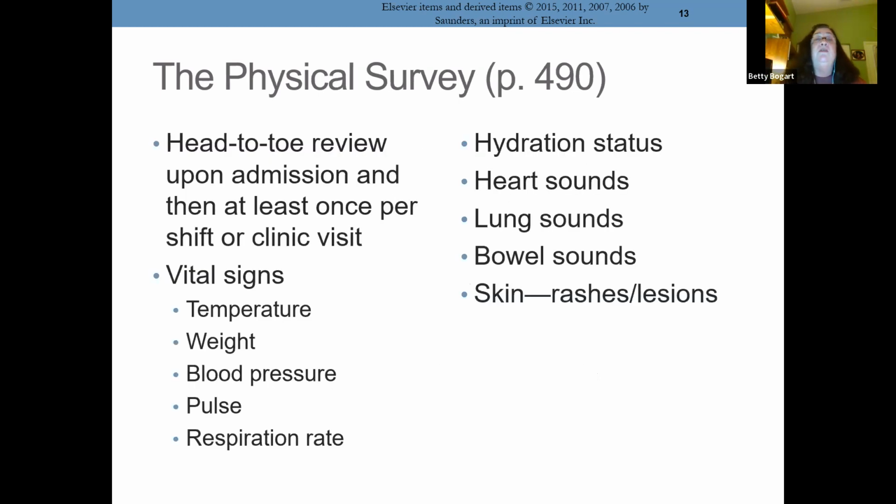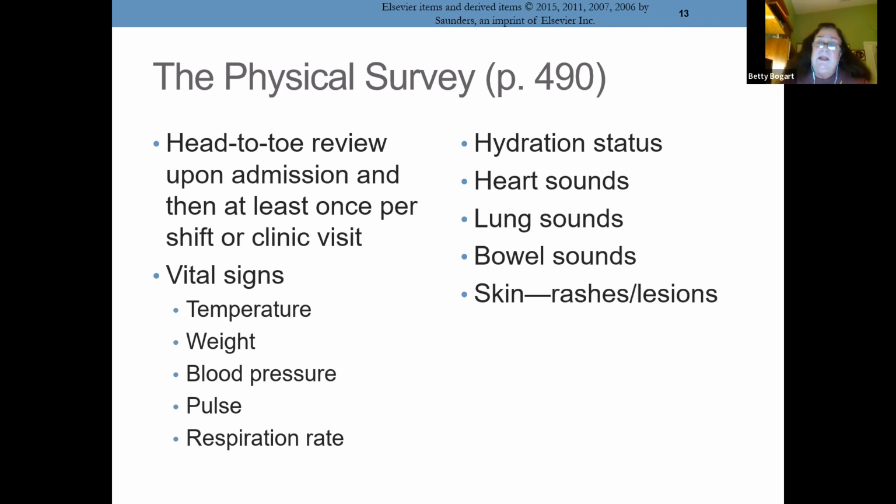The head to toe survey, it's not really head to toe, as I said. It could be piecemealed here. First are well appearing, sick appearing. What's their color? How are they breathing, right? If they're asleep, we're going to quickly get breath sounds and maybe heart sounds.